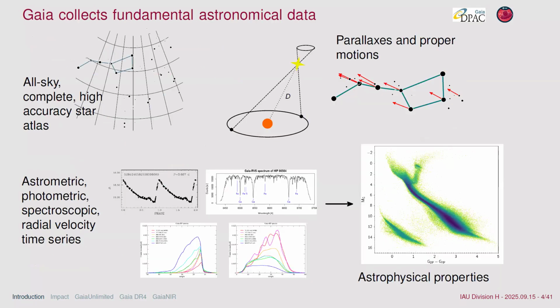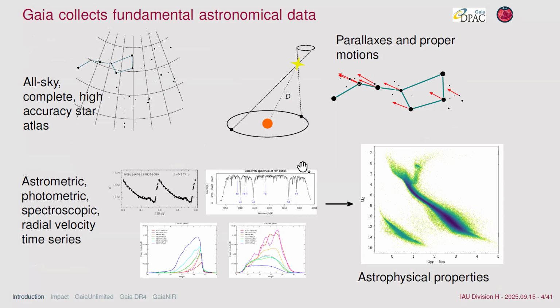Now, just as a reminder of what Gaia delivers, in the first place, an all-sky, complete and very high accuracy star atlas, which is symbolized with this picture of the Big Dipper. And of course, the real change that Gaia has brought is the massive availability of parallax and proper motion data for stars all over the sky.